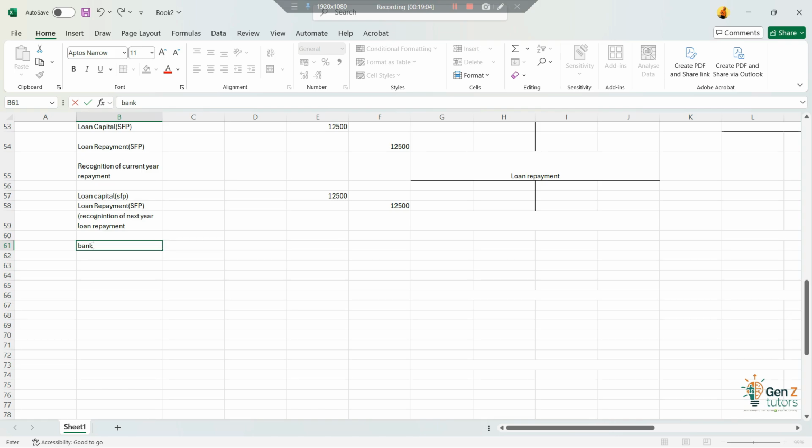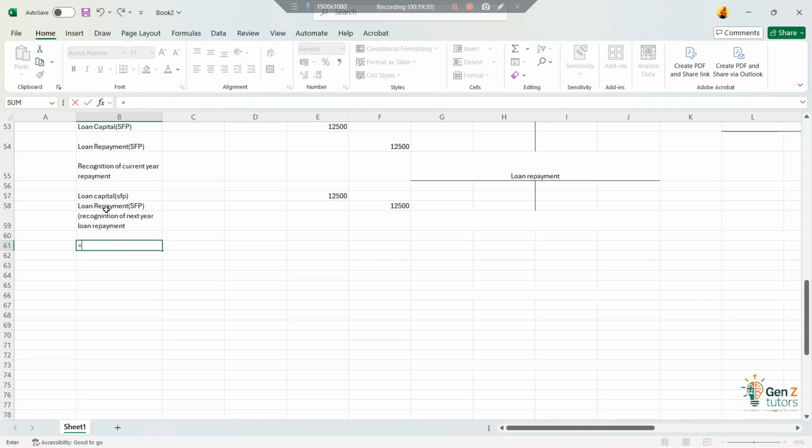Bank SFP, and then we're going to say we are paying, oh sorry about that, we're going to say okay fine, we are going to pay our loan, right? Whenever we're paying, we need to debit, credit bank actually. And then we're just going to say loan repayment over here.